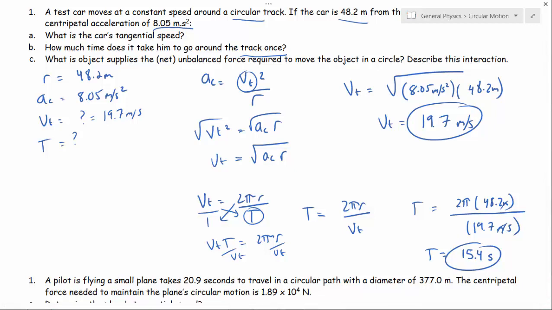The last part of this question asks, what supplies the net unbalanced force required to move an object in a circle? We have a name for that: it's called the centripetal force. It doesn't actually ask us how much force there is, even though we could totally find it if we needed to. It just asks us to describe that force.